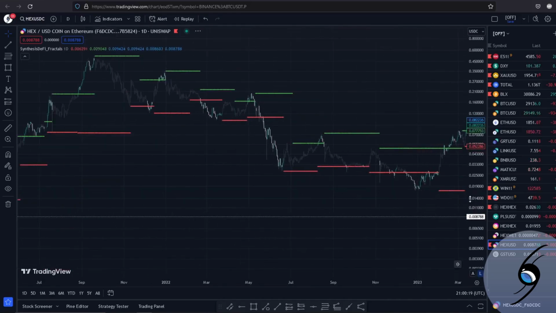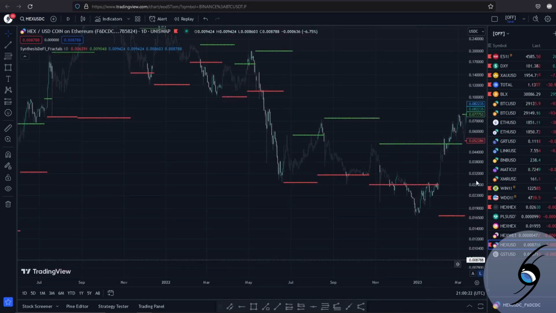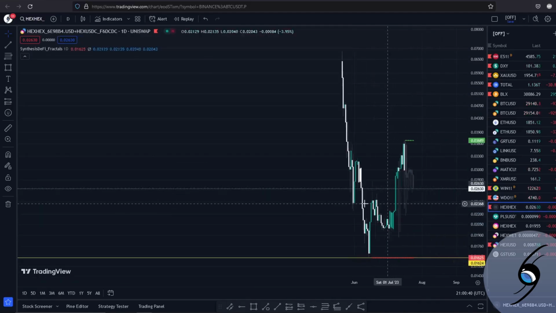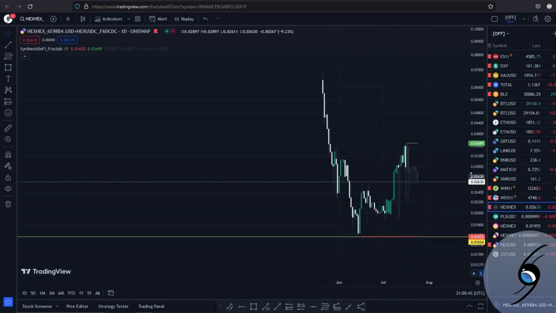Now, before the fork, our minimum price in the bear market was 0.17. With the fork, we should not just watch EHEX and PHEX isolated. We must watch global HEX price, right? And the global HEX price bottom is 0.016, which means that we had a false breakout. And with that false breakout, we did two fractals to the upside here.